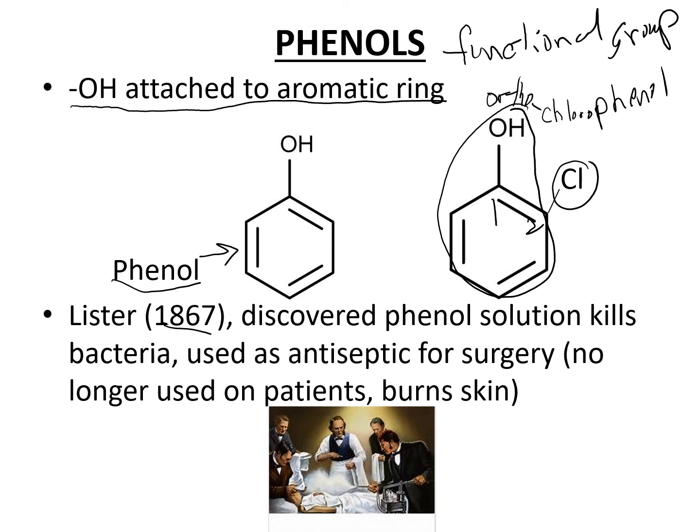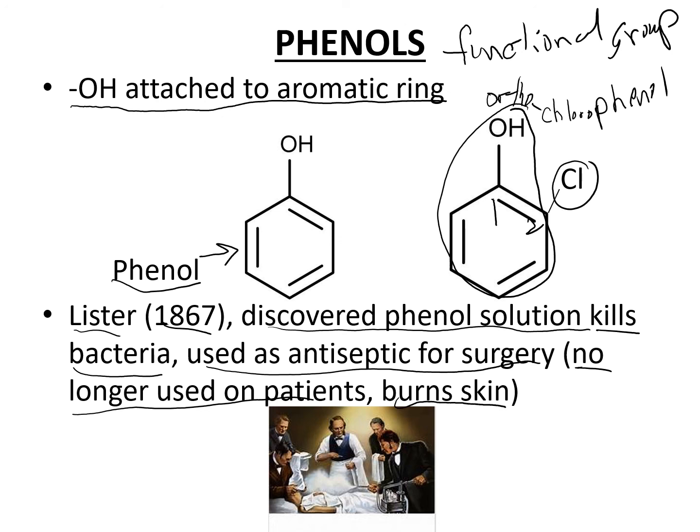In 1867, Lister discovered that phenol in a dilute solution kills bacteria. So it was used as an antiseptic for surgery. And this was a huge discovery because prior to this, the surgery would be successful, but the patient might end up dying due to bacterial infections. So by having an antiseptic, a lot more people were able to live after surgery. Phenol is no longer used on patients because it's very corrosive and it burns the skin. But it is still used, however, to disinfect surgical equipment.